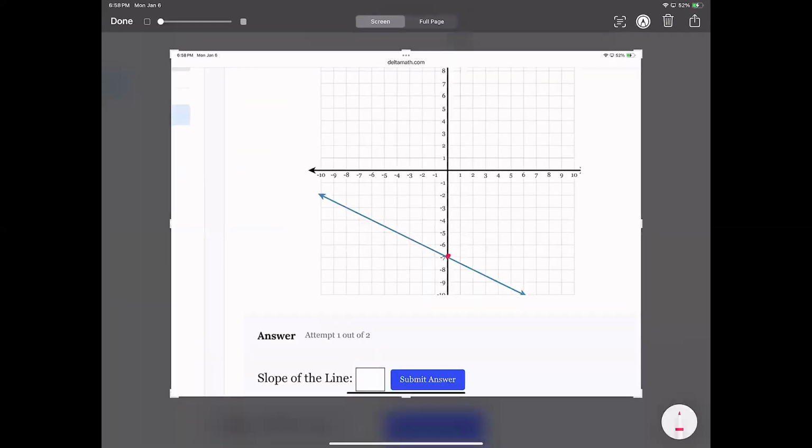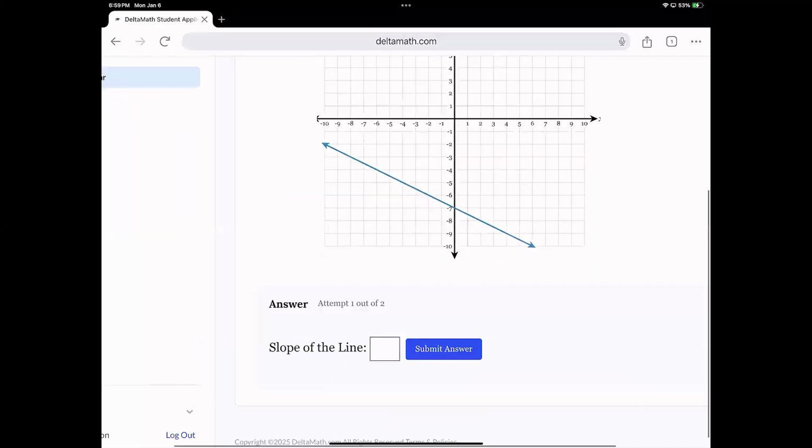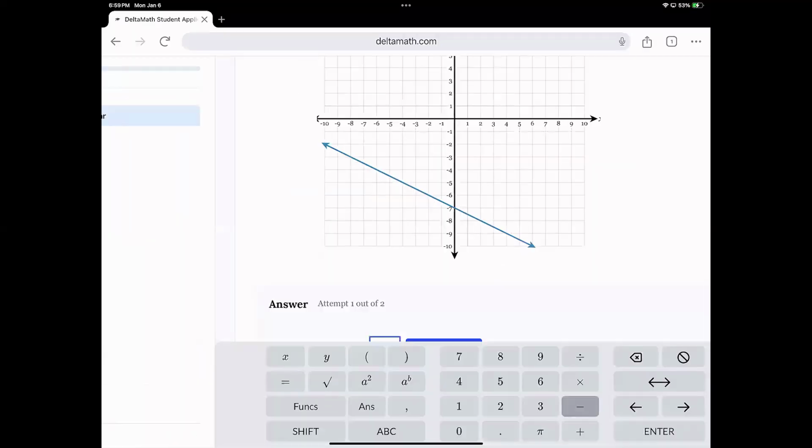Okay, so here is a point, and here is a point. Here's a point. All right, we only need 2. So we're going to go down 1, and then we run 2. So the slope is a negative 1 over 2. That's it. That's all you're doing, rise over run. So we got a negative 1 over 2. Submit.